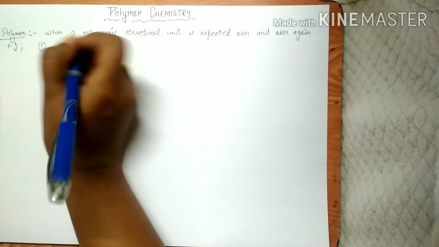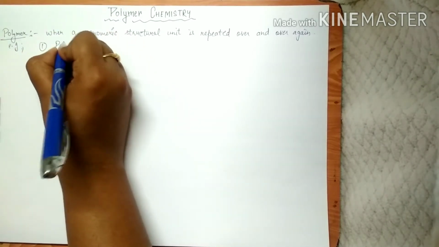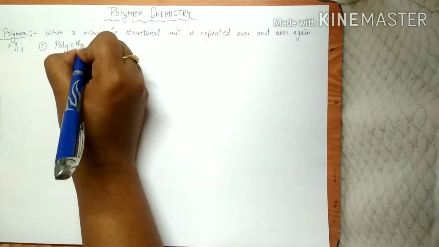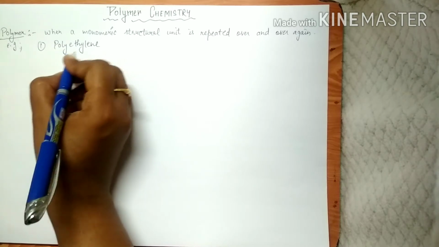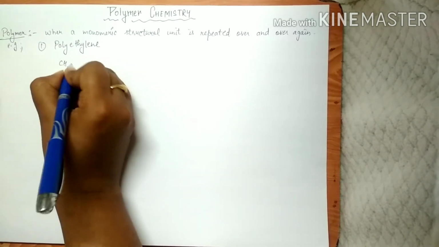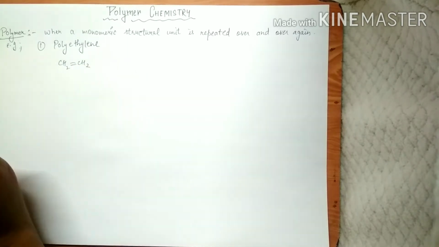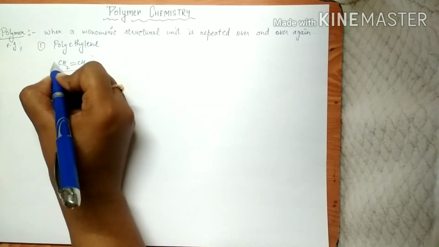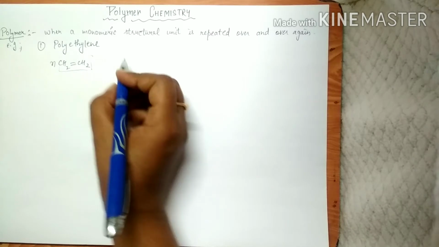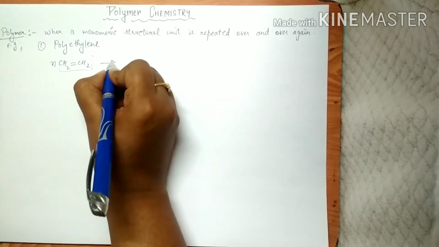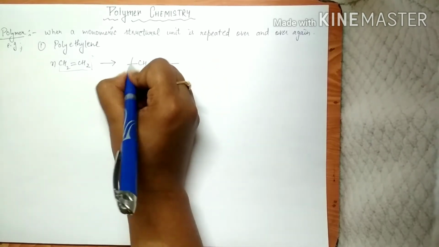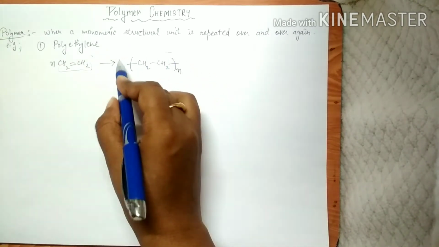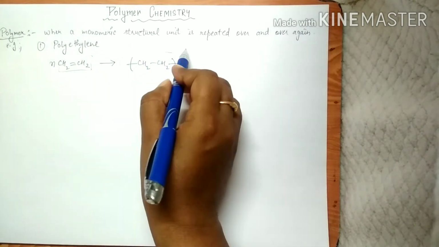first example is your polyethylene. What happens here? We know what is ethylene. Ethylene is like CH2 double bond CH2. This is a monomeric unit. When n number of these monomeric units join with each other like this, CH2, okay, n times, this is your polyethylene, this is your polymer.